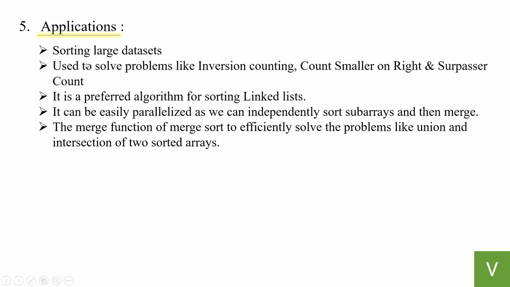Now let us see applications of merge sort. Merge sort is used for sorting large data sets. It is also used to solve problems like inversion counting, counting smaller numbers on the right, and subarray count. It is a preferred algorithm for sorting linked lists. It can easily be parallelized, as we can independently sort subarrays and then merge. This is the way we use merge sort: we sort the subarrays and finally merge them. The merge function of merge sort is used to efficiently solve problems like union and intersection of two sorted arrays. So this is about the applications of merge sort.